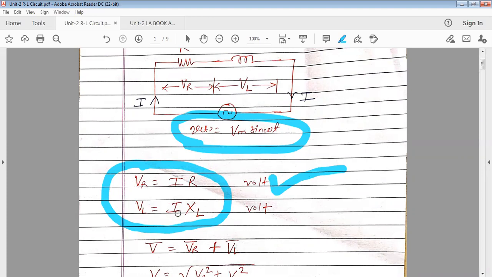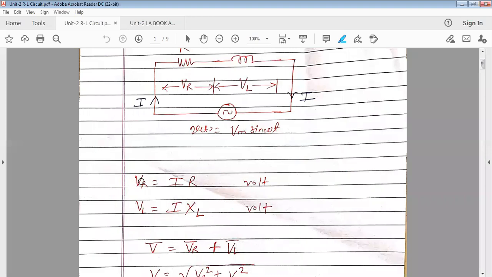Here VR and I, both values are RMS. Either you use both values as peak or both values as RMS. Suppose you are using VR as peak, then I also must be peak to calculate R. Similarly, suppose you get asked to calculate VL and you are using RMS for I, so whatever VL you calculate will also be RMS.